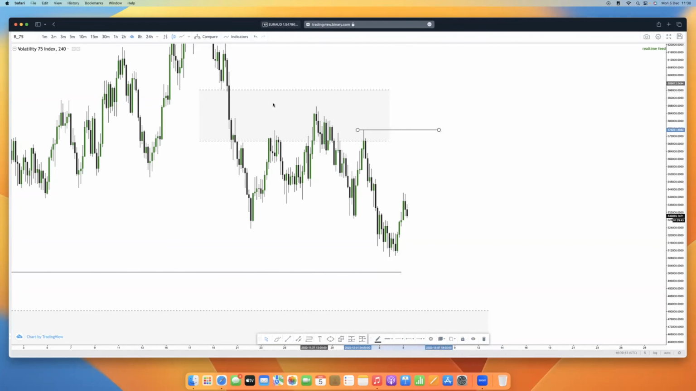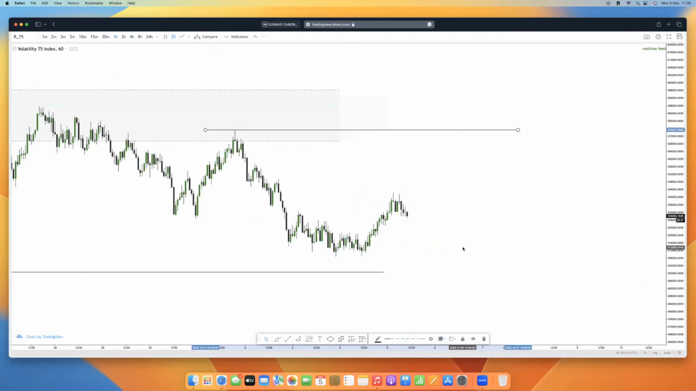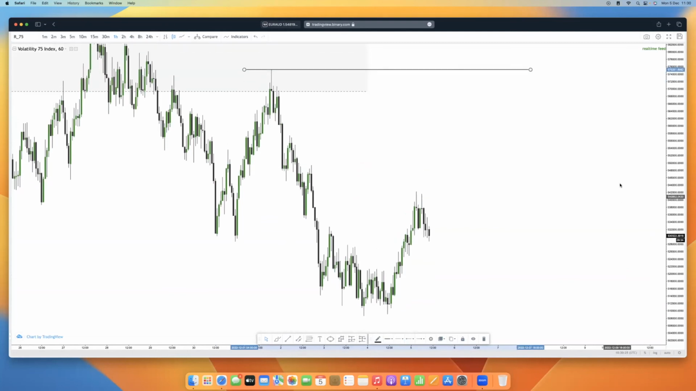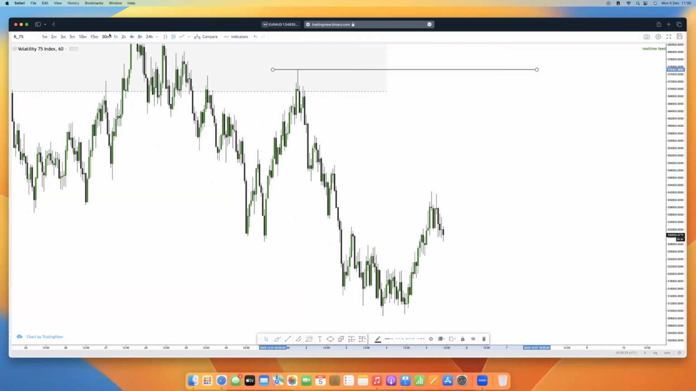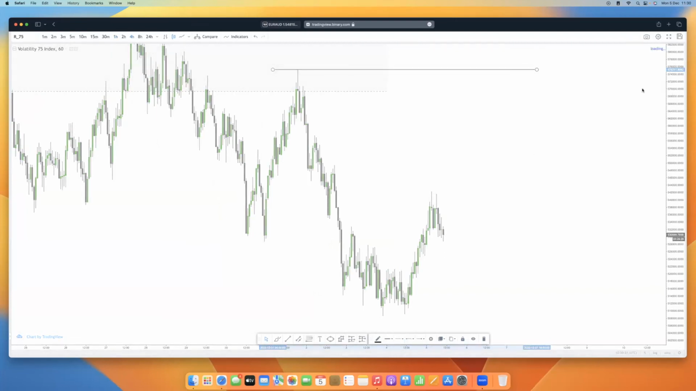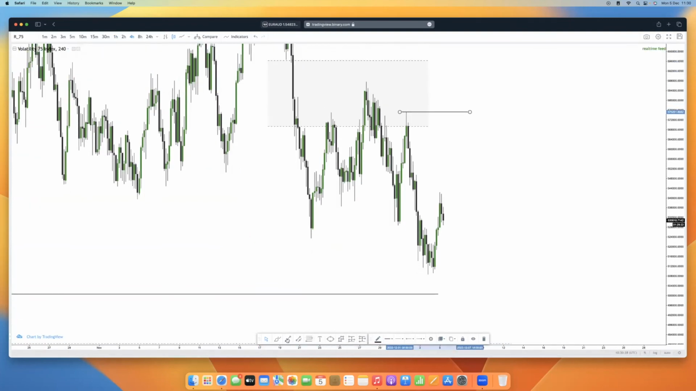All right, scale down to 1 hour. Let me check something. Okay, and let's go back to the 4 hours again. So we have the 4-hour range as the stop range and this down range here on the 4 hours.